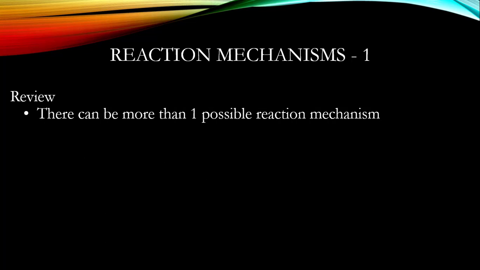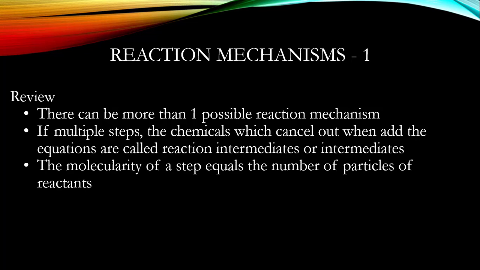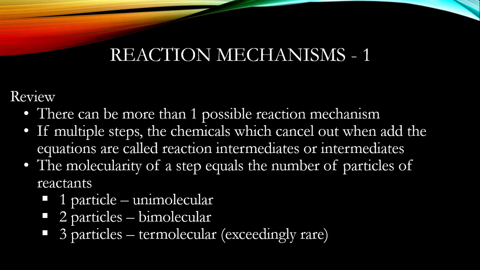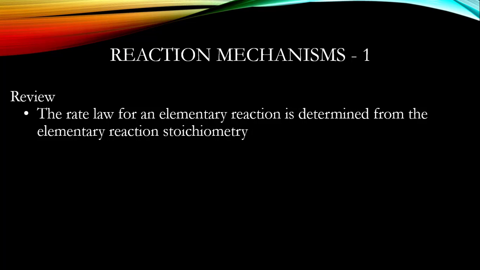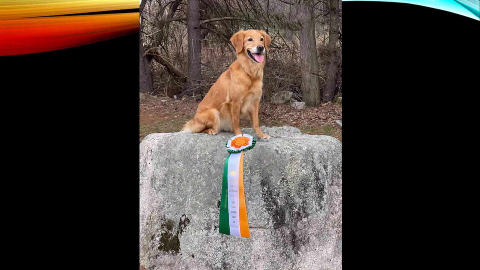There can be more than one possible reaction mechanism. If there are multiple steps, the chemicals which cancel out when you add the equations are reaction intermediates. The molecularity for each step equals the number of particles of reactants. If you have one type of particle, it's unimolecular. 2 types is bimolecular. 3 types is termolecular, and these are rare. The rate law for an elementary reaction is determined from the elementary reaction stoichiometry. You just take the concentration and raise it to the power of the coefficient, and that covers the first requirement. In the subsequent video, we will look at rate laws.